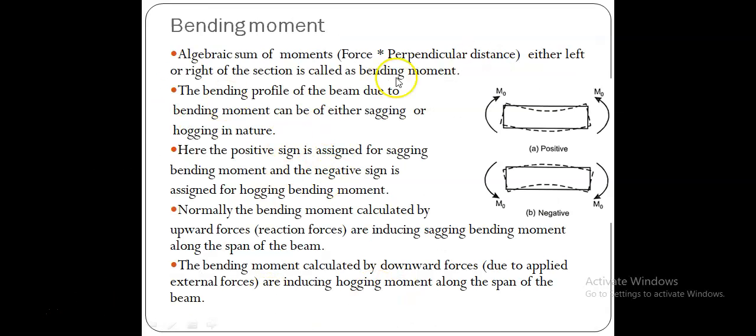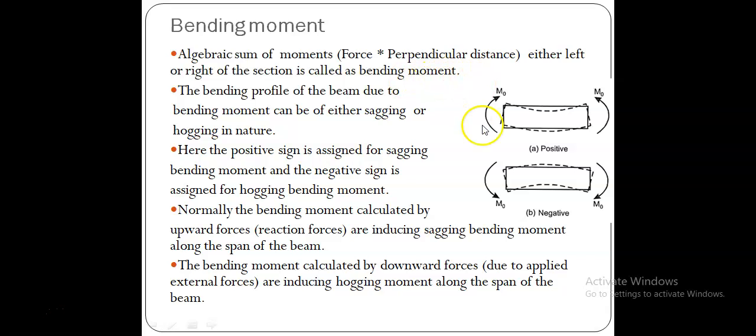Next, let us see the bending moment. What is bending moment? Bending moment is nothing but an internal force acting on the beam, that is, the resistance offered by the beam due to transverse load. That is called bending moment. The bending moment can be calculated by making the algebraic sum of moments. The moment is nothing but force into perpendicular distance, either left or right of the section.